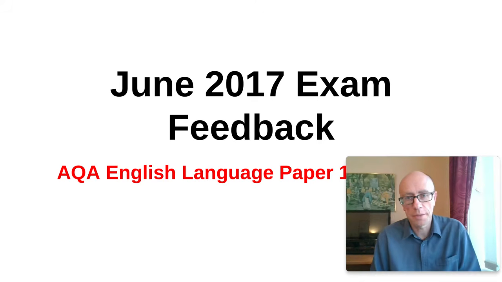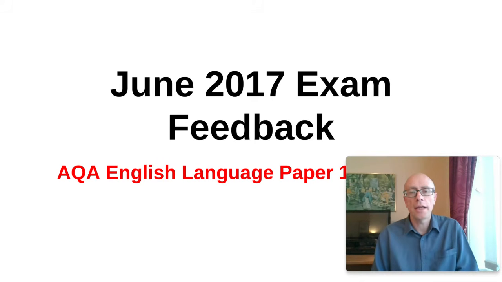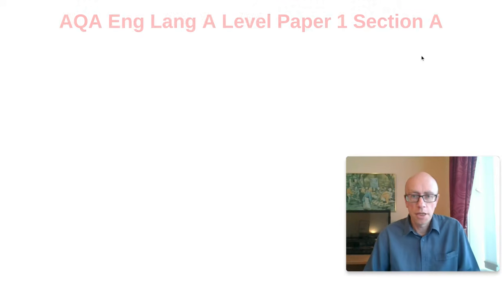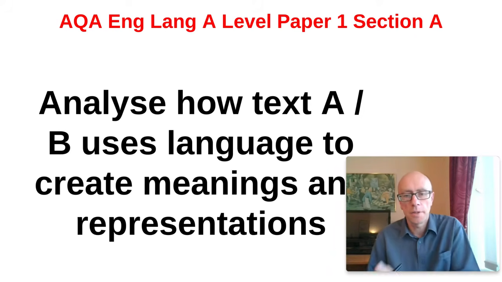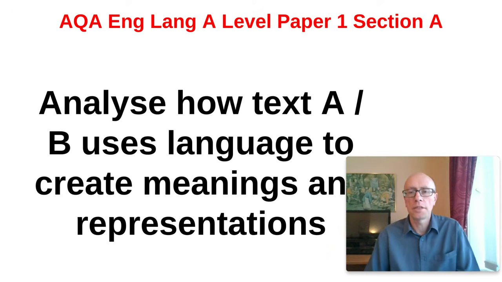And this one is some feedback about the English language AQA Paper 1 Meanings and Representations questions. 2017. There's the question. Analyse how text A and then text B uses language to create meanings and representations. Notice that the focus here is always on the language.